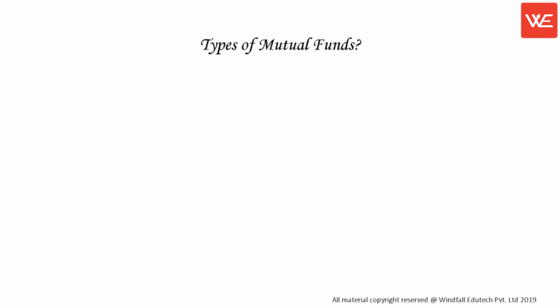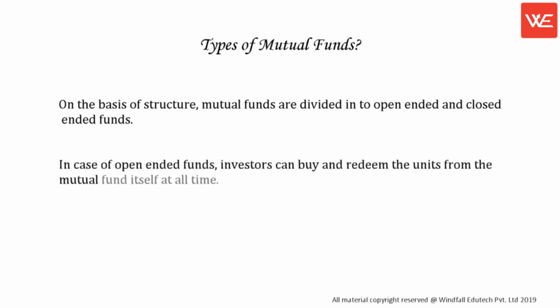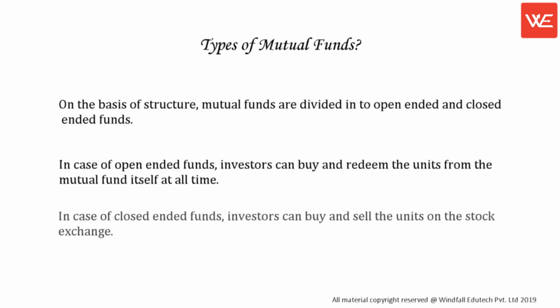Types of mutual funds. On the basis of structure, mutual funds are divided into open-ended and closed-ended funds. In case of open-ended funds, investors can buy and redeem the units from the mutual fund itself at all time. In case of closed-ended funds, investors can buy and sell the units on the stock exchange.